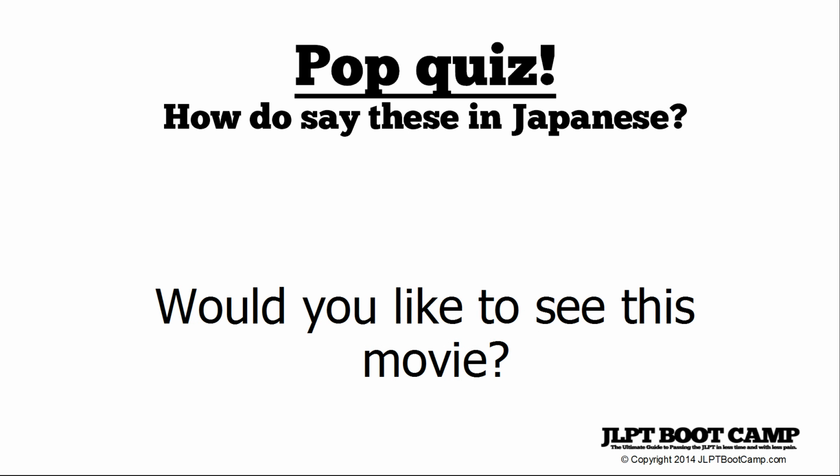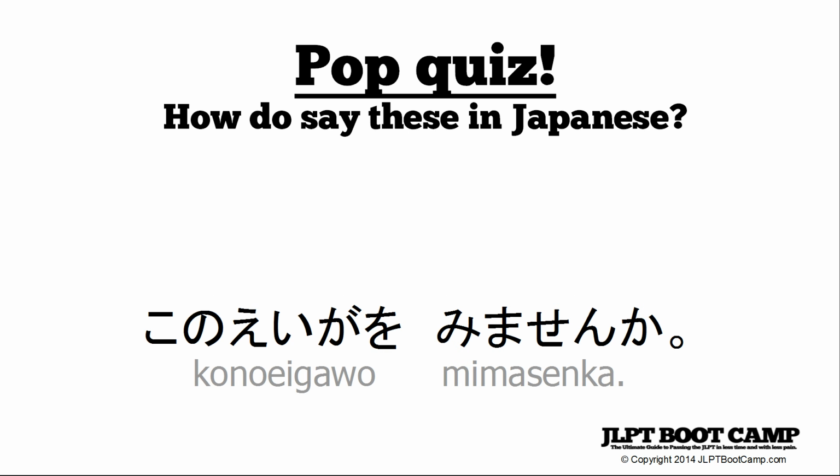Would you like to see this movie? And that would be kono eiga o mimasenka. So kono, this, eiga is a movie, o is the object marking particle, mimasenka is would you like to see. Miru, of course, means to see. You change that into mimasu. You take the masu off to get the masu stem, which is just mi, and add masenka, you get would you like to see.